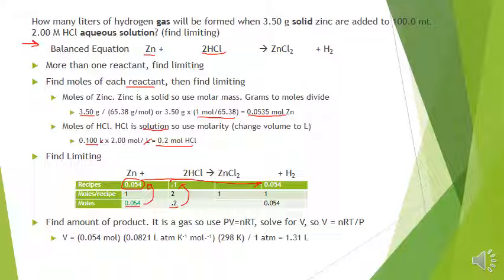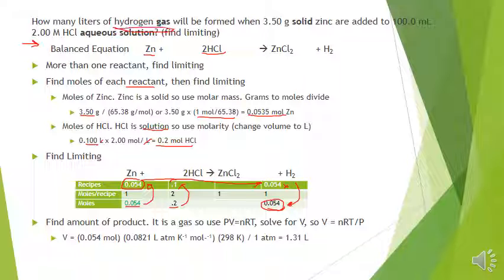So your limiting reactant determines your product. So this is how many times you can do the reaction. Now figure out how many moles that is, so multiply by the moles per recipe. And then you have 0.054 moles of H2. Okay, now from that we can figure out the amount of product.